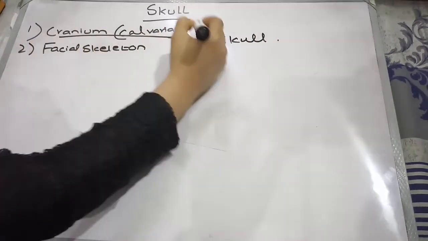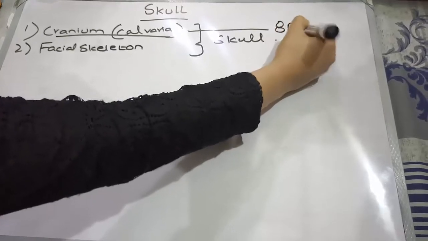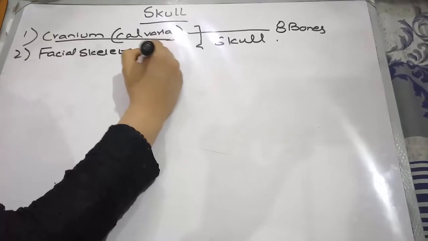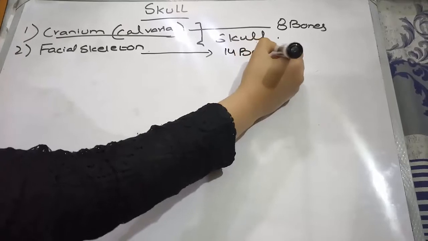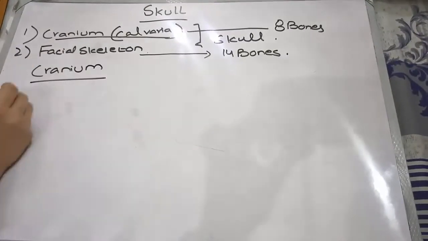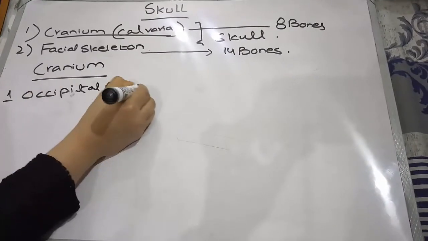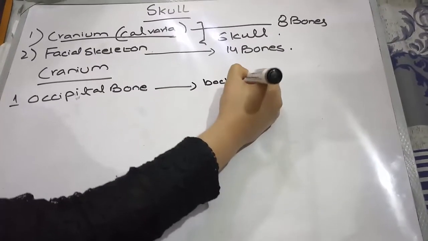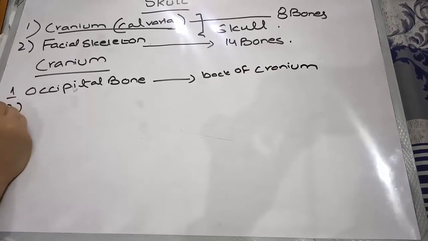The cranium comprises 8 bones. The facial skeleton comprises 14 bones. Now let's discuss the cranium. It has one occipital bone. This bone lies at the back of the cranium.